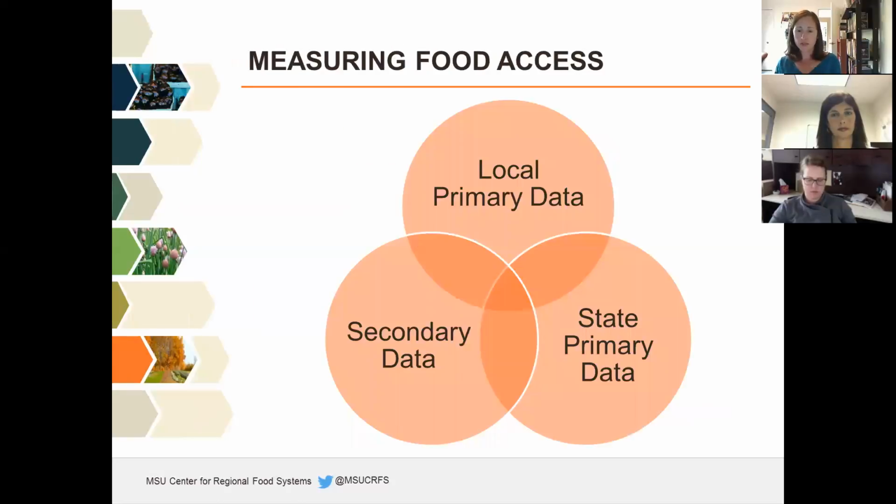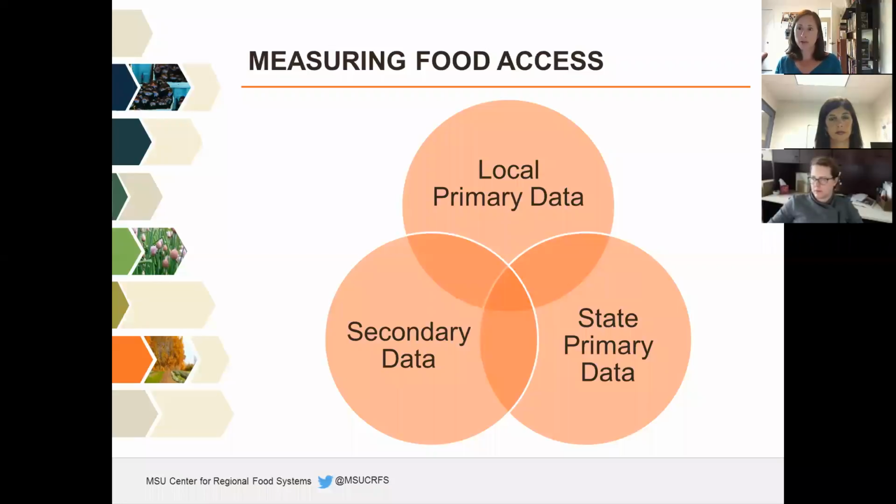Again, if you've been involved in earlier trainings or following our work from other sources, you know our big focus lately has been on developing a new survey tool to assess food access at the local level. We're planning to pilot that tool in 3 communities over this summer. We see that as one portion of an overall strategy on measuring food access in Michigan that will be complemented by state primary data collection and also secondary data, we're hoping.